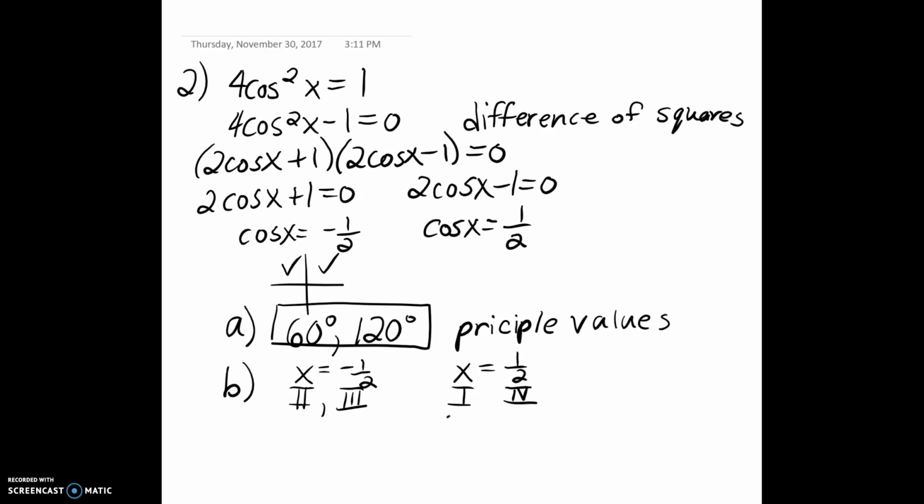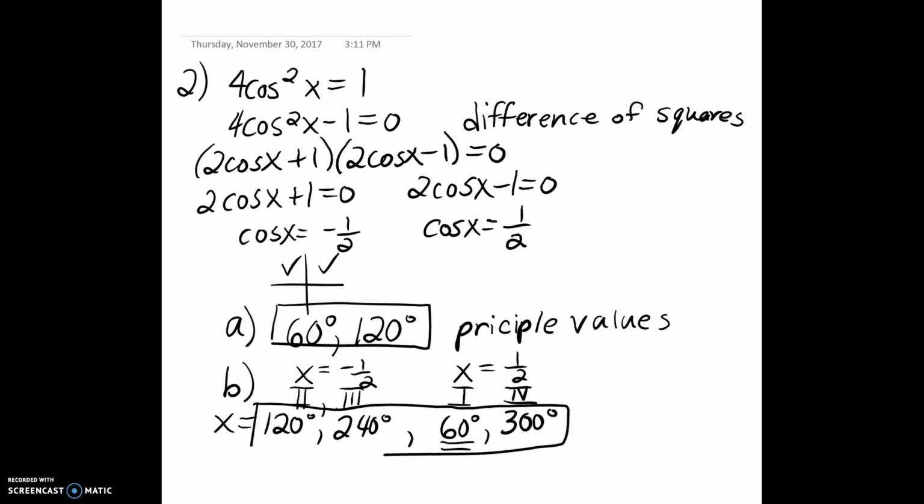So we already know quadrant 1 is 60, quadrant 2 is 120, but you are using 60 as the reference angle. So if I do 180 plus 60, that's going to give me my quadrant 3 angle. If I do 360 minus 60, that will give me my quadrant 4 angle. So you actually get the angles in all 4 quadrants for this one, because you had the difference of squares, and you end up getting the plus and minus, or the positive and negative version of that fraction.